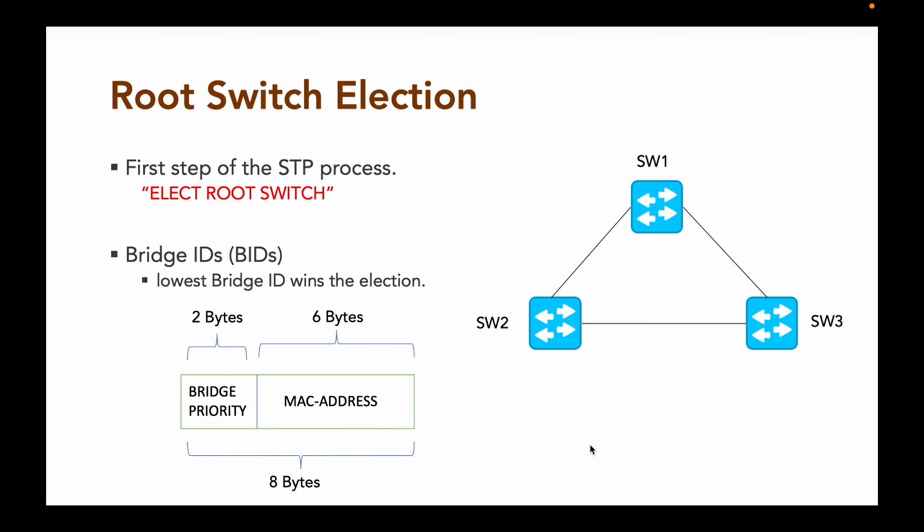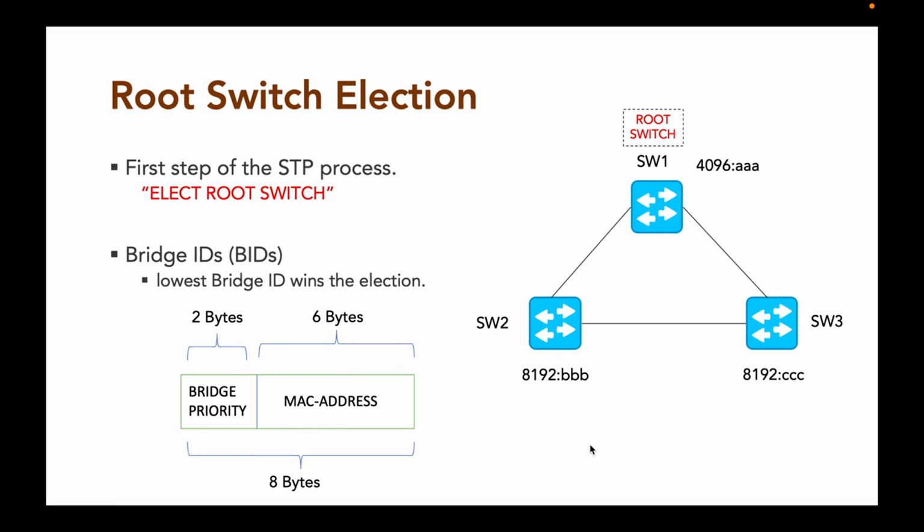For example, if switch 1 has a priority of 4096 and MAC address of AAA, and the other switches have a priority of 8192 and MAC addresses of BBB and CCC accordingly, the switch with the priority 4096 will win the election, regardless of what MAC addresses are used to create the bridge ID for each switch. In case of a tie in priority, the switch with the lowest MAC address portion of the bridge ID is the root. Here you can see switch 1 becomes the root switch after comparing the bridge ID from each switch in the LAN.